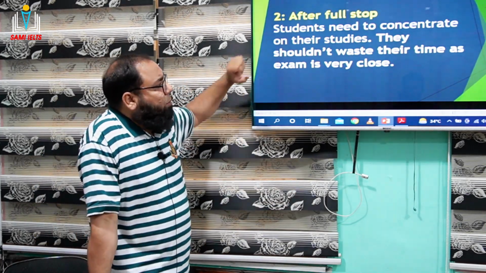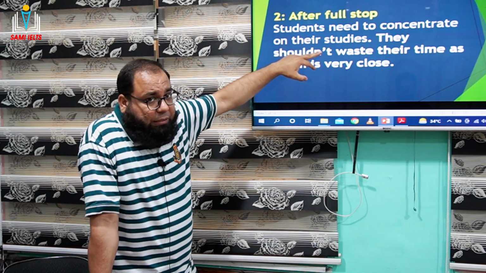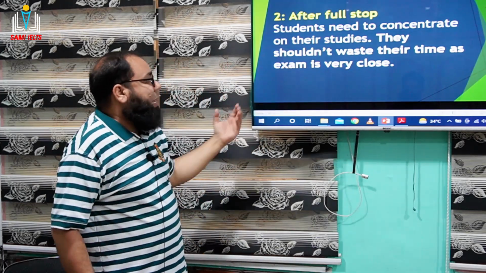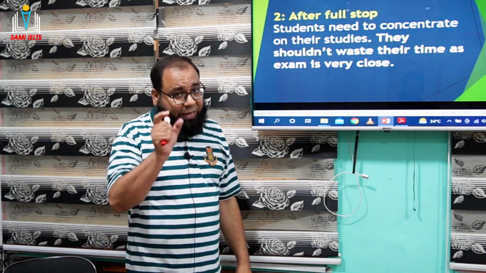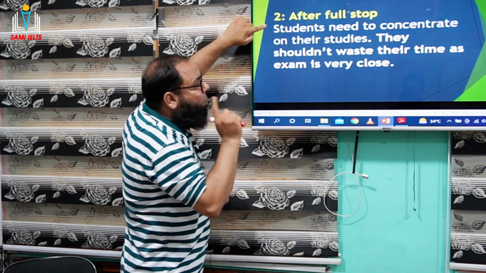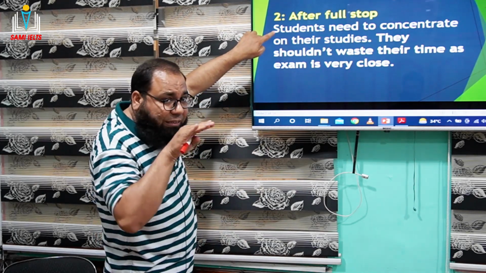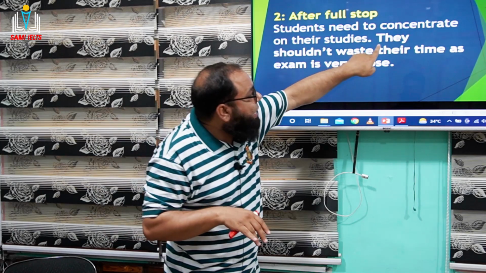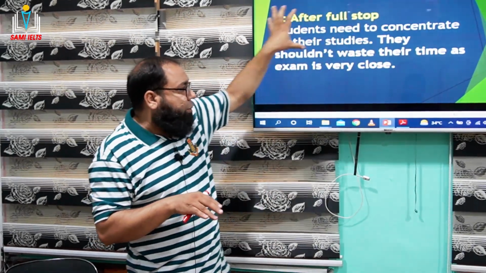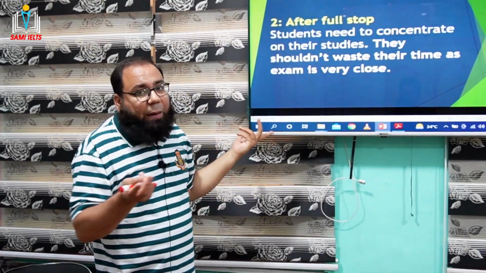Anyway, next important point. Students need to concentrate on their studies. Now, full stop is there. They shouldn't waste their time as the exam is very close. Now, look here. From here up to here, there are 2 sentences, and you will find only 2 capital letters. The first letter S is capital, and again this T is capital. All the other letters are in small case, and you don't see any other capital letter.